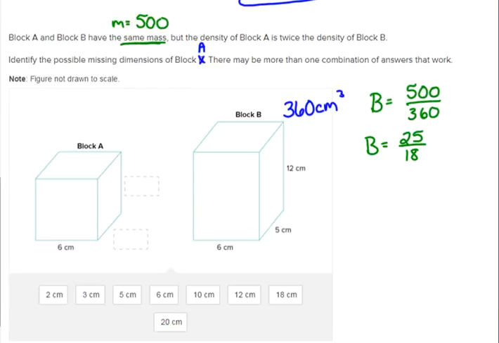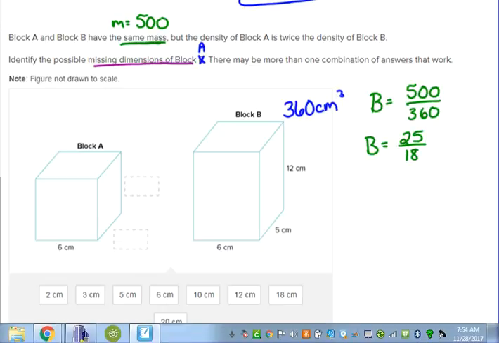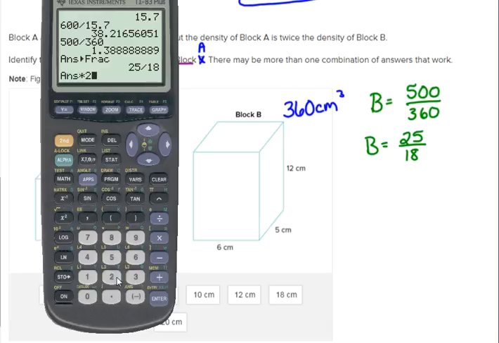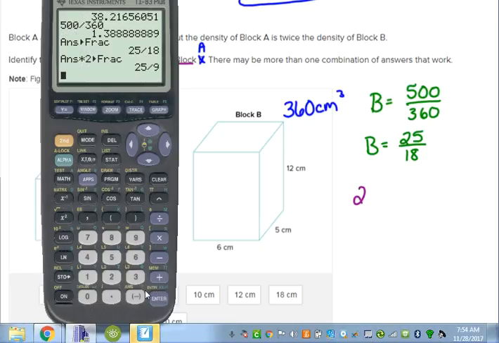What's the question actually asking us? It wants the missing dimensions of block A. So we've got to figure out the volume of block A. We know that the density of block A is twice the density of block B. We just found the density of block B, so let's multiply it by 2 and leave it in fraction form. The density of block A is 25 over 9. We know its mass, it was the same as the other one, but we don't know its volume.